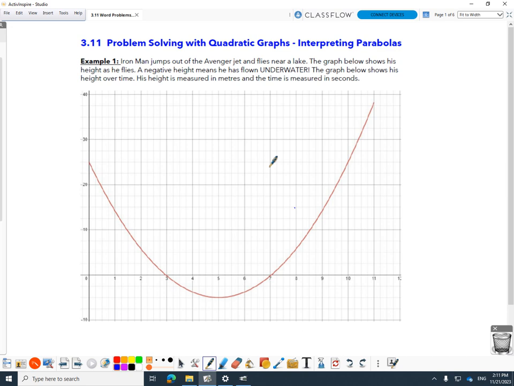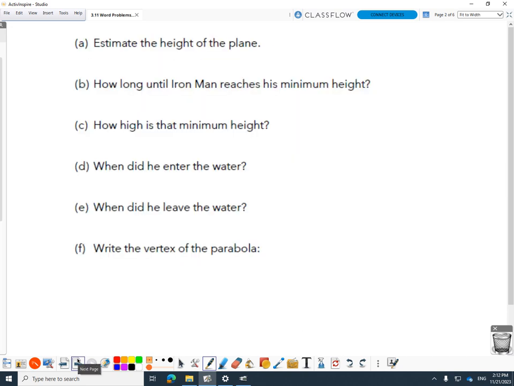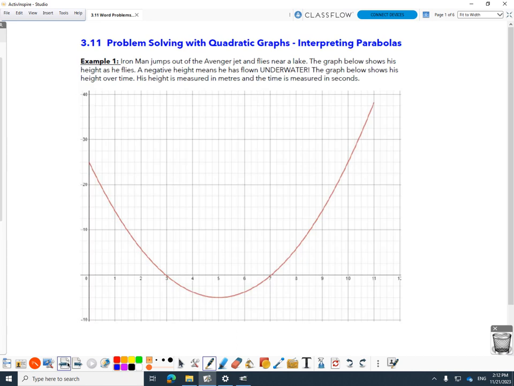The graph below shows his height over time. His height is measured in meters, and his time is measured in seconds. Doesn't seem to be much to do, so they ask you a question about the situation. I put mine on a separate page. Estimate the height of the plane. Apparently, we can get the height of the plane right out of that. Now remember, Iron Man jumped out of a plane, flew, went into the water, came out of the water. How high was he when he was in the plane?